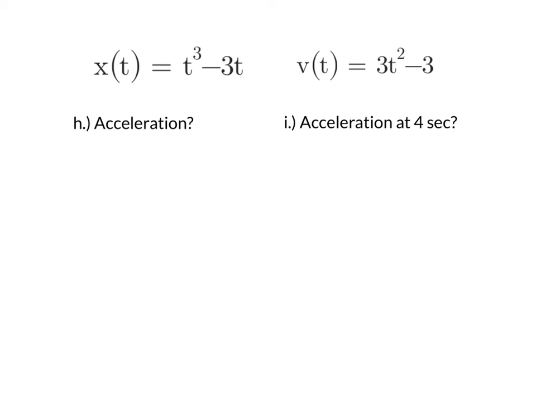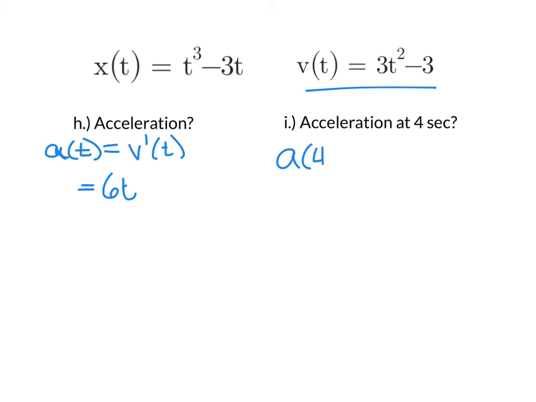Almost to the end. By now we have a function for the position of the particle, and we have a function for the velocity of the particle. Now to find the acceleration of the particle, all we have to do is take the derivative of the velocity. So acceleration is the derivative of the velocity. We go back to that velocity function, and the derivative here would be 6t minus 0. Finding the acceleration at any given time point, in this case at 4 seconds, all we have to do is plug in 4, and that'll give us 24.